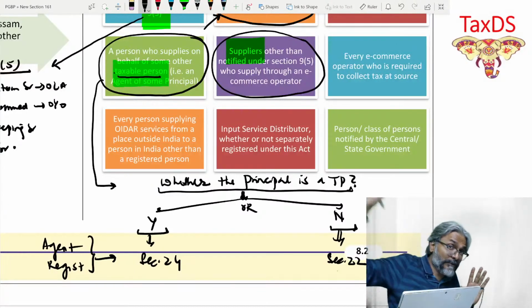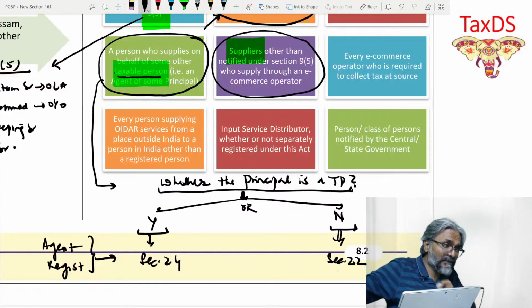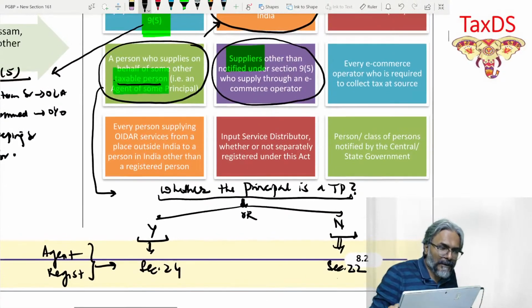But there are some exemptions also, students. Be careful. We are just going to see the exemptions as well. Just a warning to all of you.